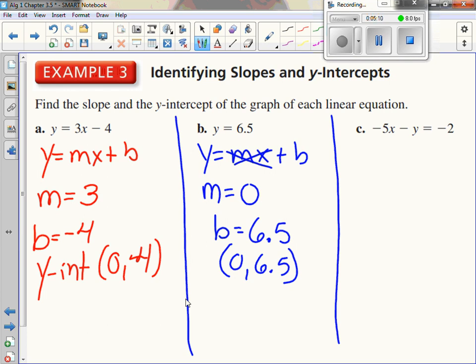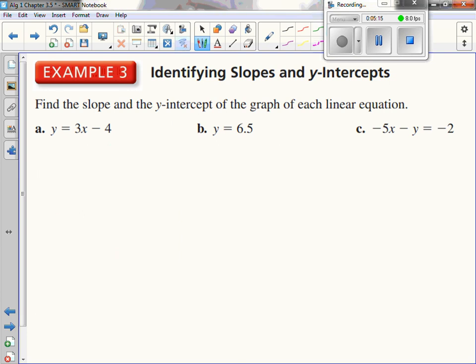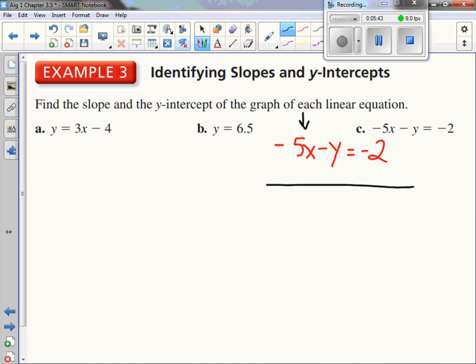No. So with this one here, because y is not by itself, we need to get it by itself. We need to solve this equation for y. So the first thing we need to move is the 5x. We need to move it to the other side. The only way I can move things from one side to the other is adding or doing the inverse of it. So since it's negative, we are going to add 5x to both sides.